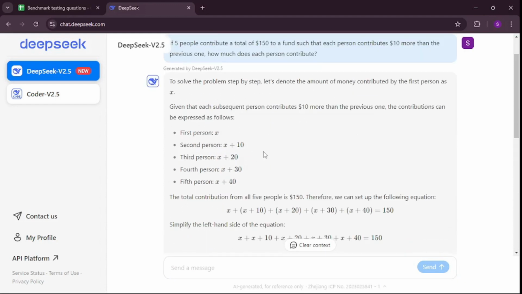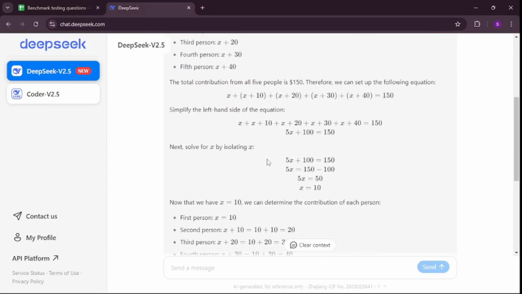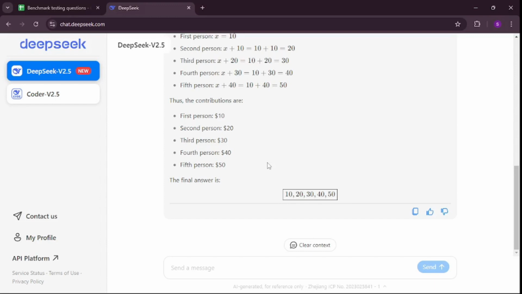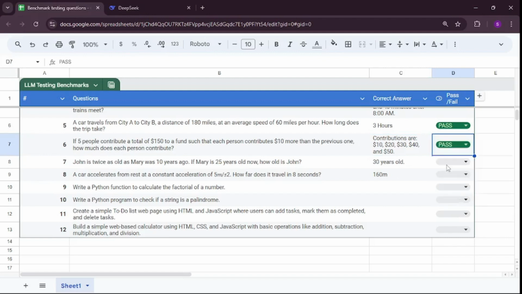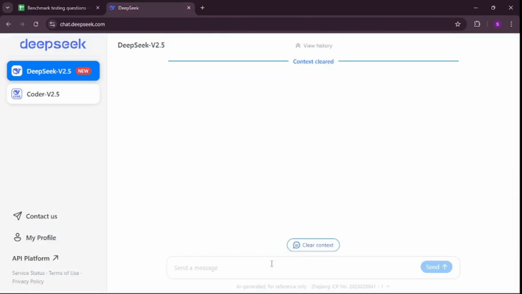Like, it's going step by step, doing each step thoroughly, and it is really easy to understand what it's actually doing. And I personally think that this is one of the most amazing models that I've tested so far. So let's go and mark this as a pass. Let's go with the general reasoning questions here. So I'm just going to go and copy that. I'm going to paste right here.